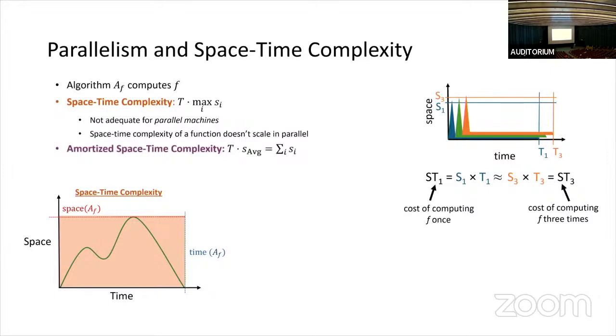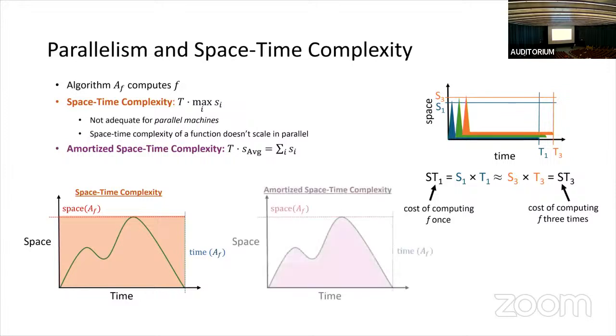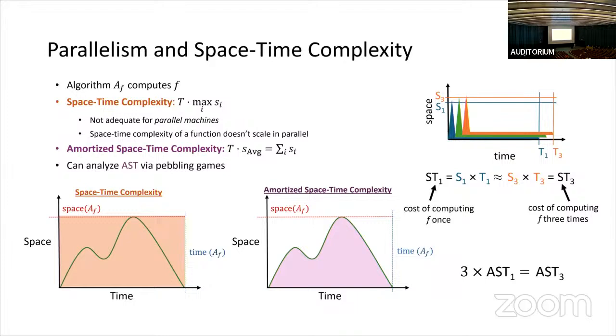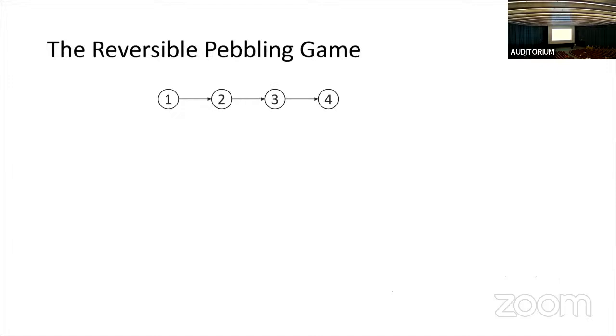With amortized space-time complexity, time multiplied by the average space usage, we see that it's the area under the curve, and so the amortized space-time complexity of computing a function 3 times is 3 times the amortized space-time complexity of computing at once. So the good thing, though, is that we can still analyze amortized space-time complexity with this tool called the pebbling games. Okay, so what's the reversible pebbling game?